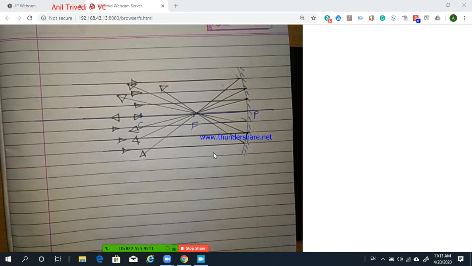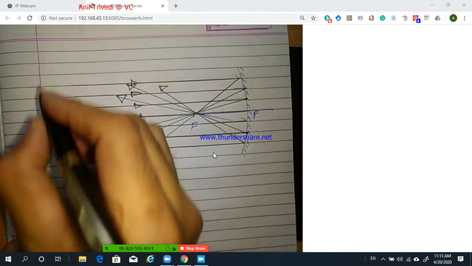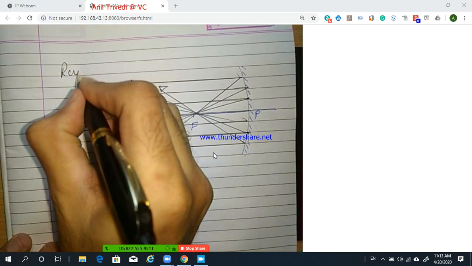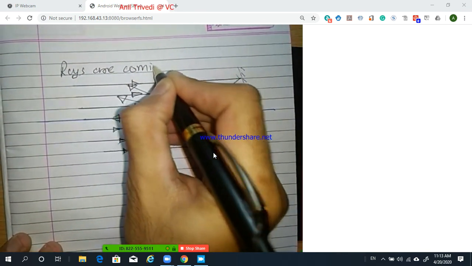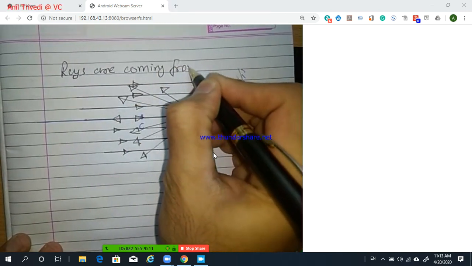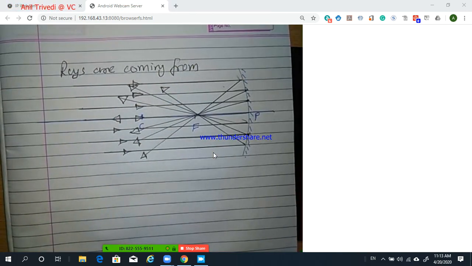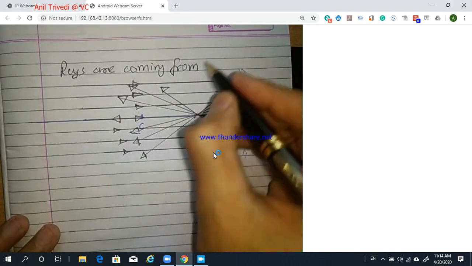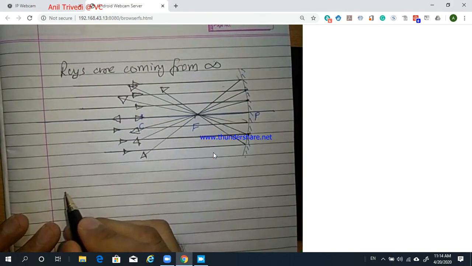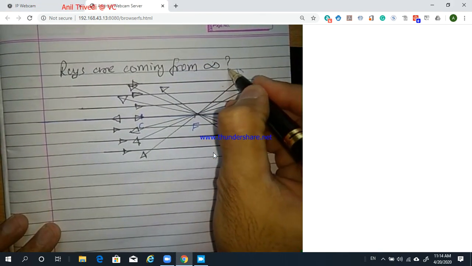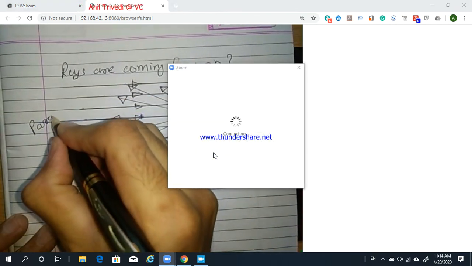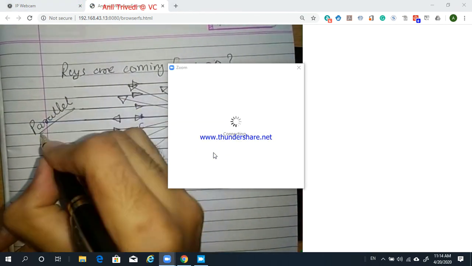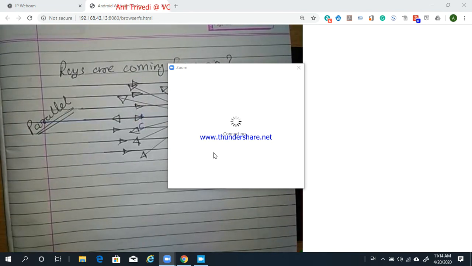So are you okay with this diagram? These rays are coming from which distance? Infinity. How do we know that it is from infinity? So all of them are parallel, no? So parallel rays are possible.